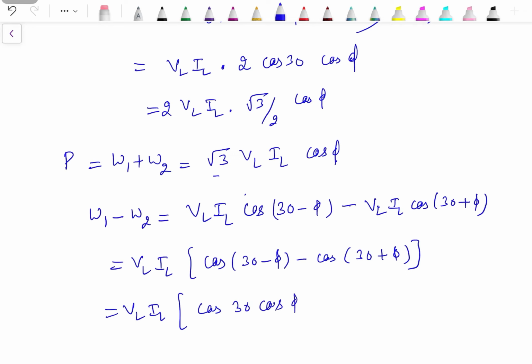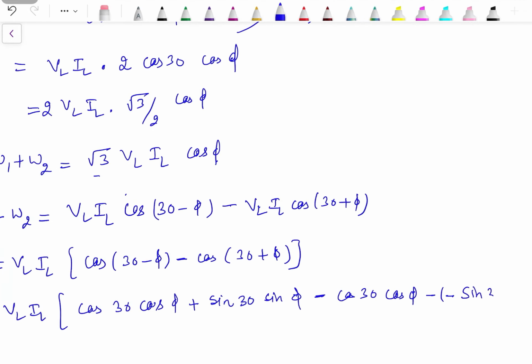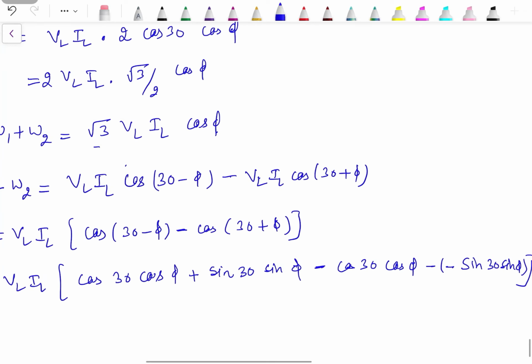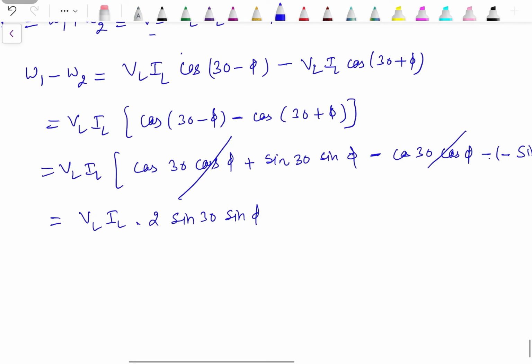Cos 30 cos 5 plus sin 30 sin 5 minus, then cos(A plus B) is cos A cos B minus sin A sin B, so minus of cos 30 cos 5 minus sin 30 sin 5. So these two terms are cancelling out with each other, minus minus plus. So here we have VL IL 2 times sin 30 sin 5. Now sin 30 is 1 by 2. So this W1 minus W2 is VL IL sin 5.